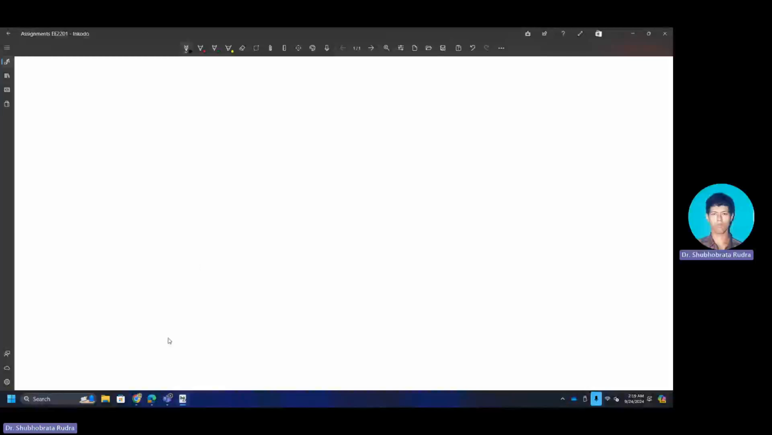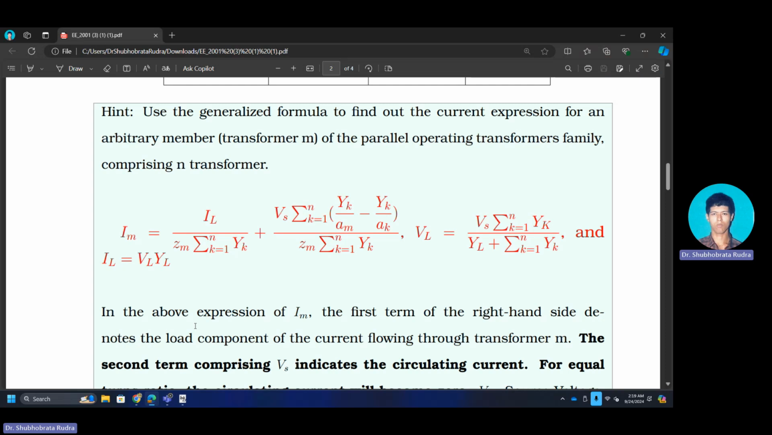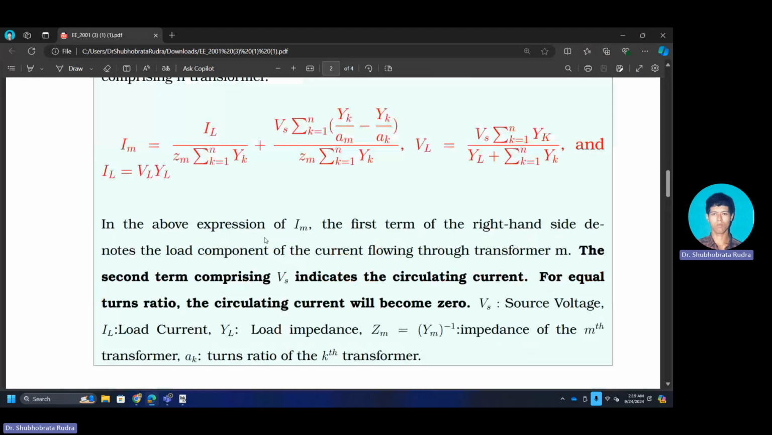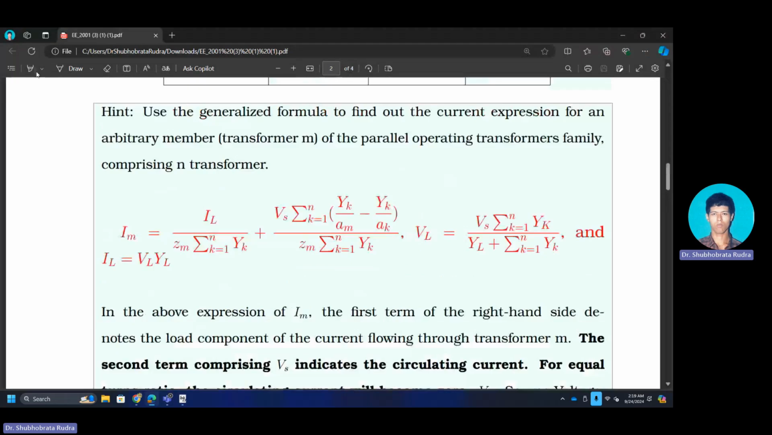So let us start our solving of assignment number 3. First problem, it is completely formula based, so there is nothing to discuss here. I request you to solve it by yourself. However, we just want to copy this formula for our reference.